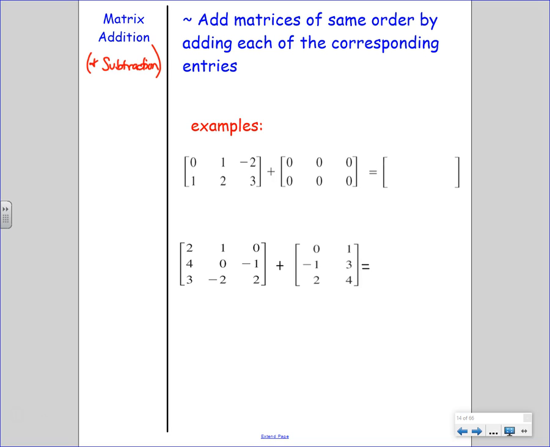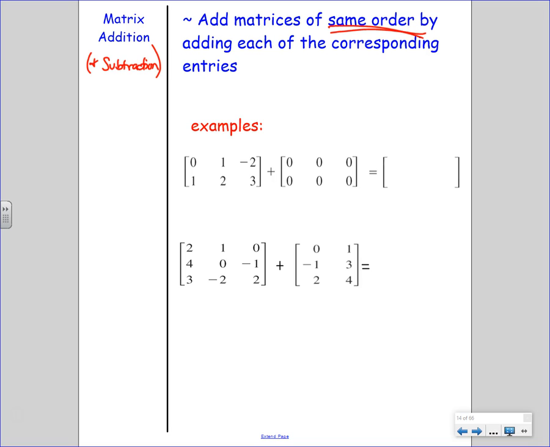But the description says to add matrices of the same order, which seems to indicate that if they're not the same order, maybe you shouldn't add them. I wonder why. Oh, because you're supposed to have corresponding entries. Will you have corresponding entries if they're not the same order? Let's see what I mean.